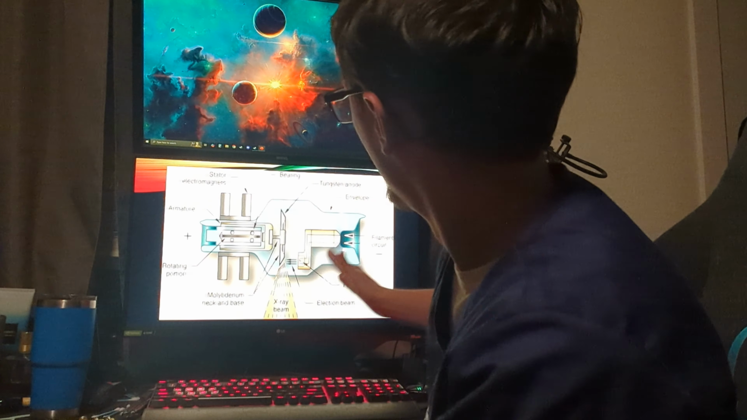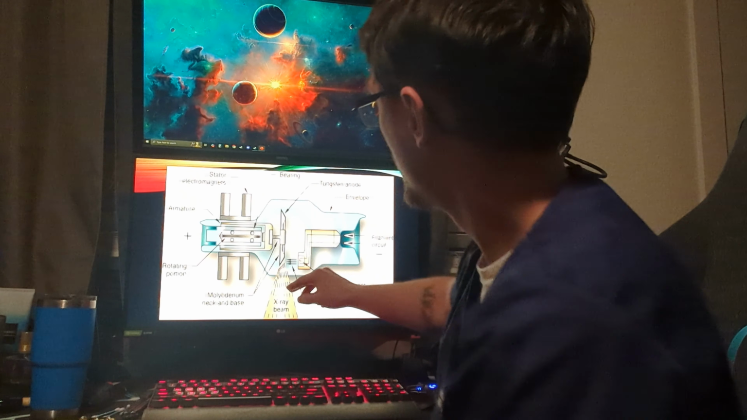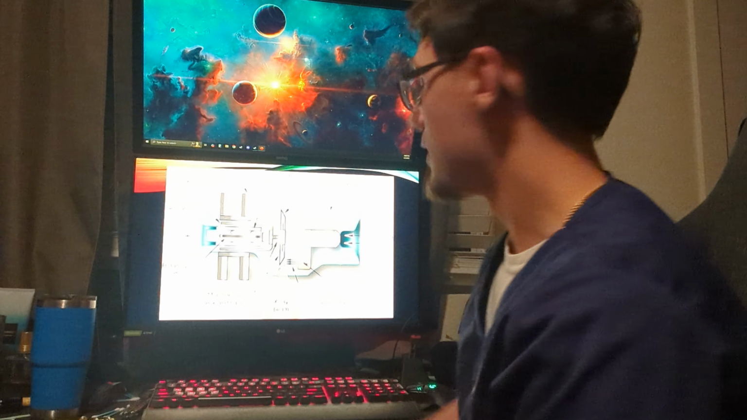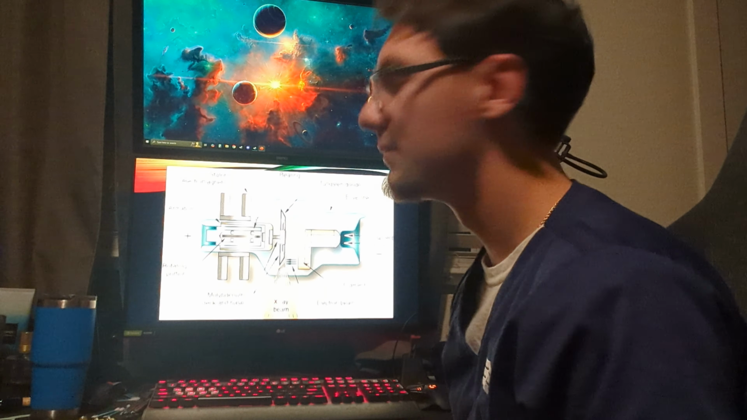Once all that happens, you've got your electrons coming off of the anode heel. They become the X-ray photons, they are ionized, and they go towards the patient, hit the IR, and that's what captures your actual image. And that's my X-ray presentation.